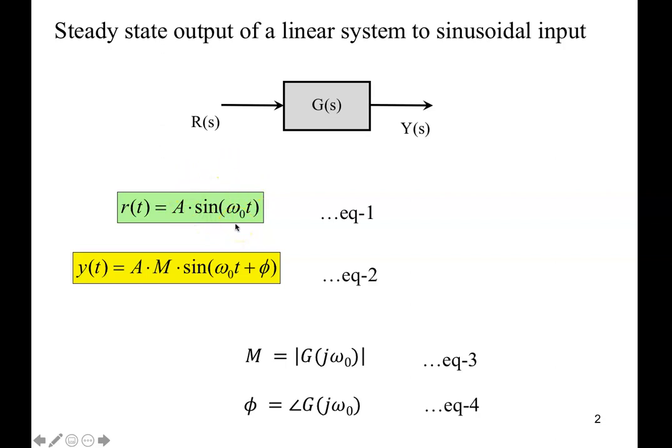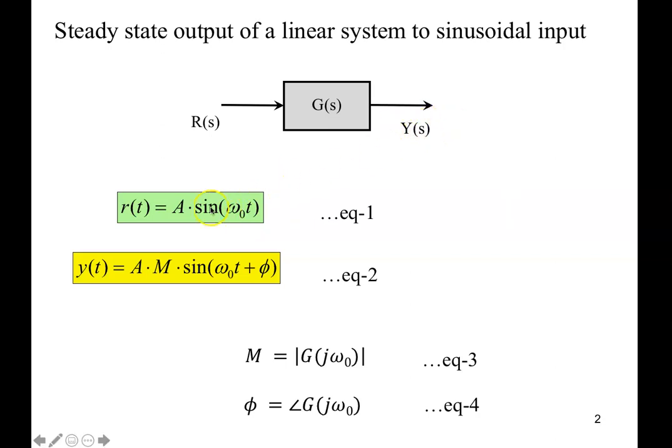It determines how many cycles you get per second, or how many radians per second. The unit of omega naught is radians per second, not hertz. Hertz is how many cycles in a second. Omega naught is how many radians it goes through in a second. So omega naught here is easily identifiable. If you have a sine wave, you just identify the coefficient of t in the function. That's the frequency.